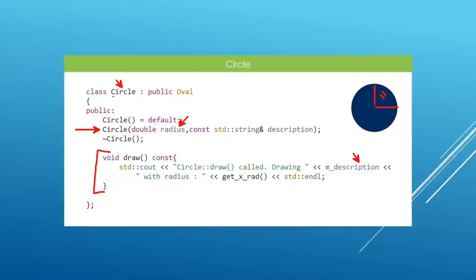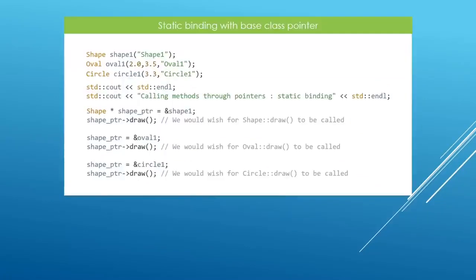Okay, now that we have our inheritance hierarchy, we're going to try and use it and really explore the idea of static binding in C++ inheritance hierarchies. So here we are trying to create simple objects of our classes. We have a shape object, we have an oval object, and we have a circle object. We are going to go through a base pointer and try to manage our objects here.